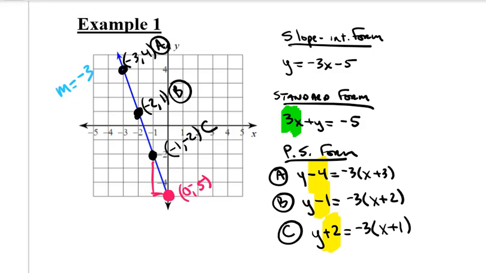But for point slope form, you're going to have multiple possibilities, depending on which point you pick from the graph, because you've got your options. The graph is made up of infinitely many points when you have a linear function.